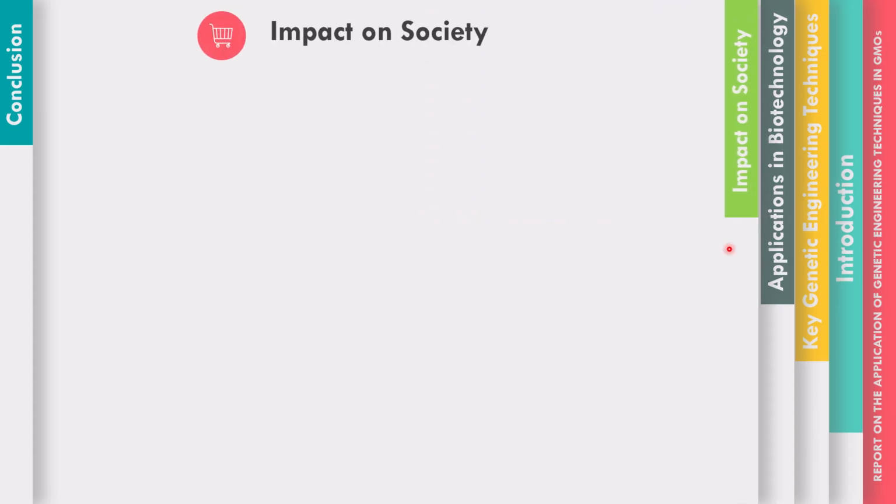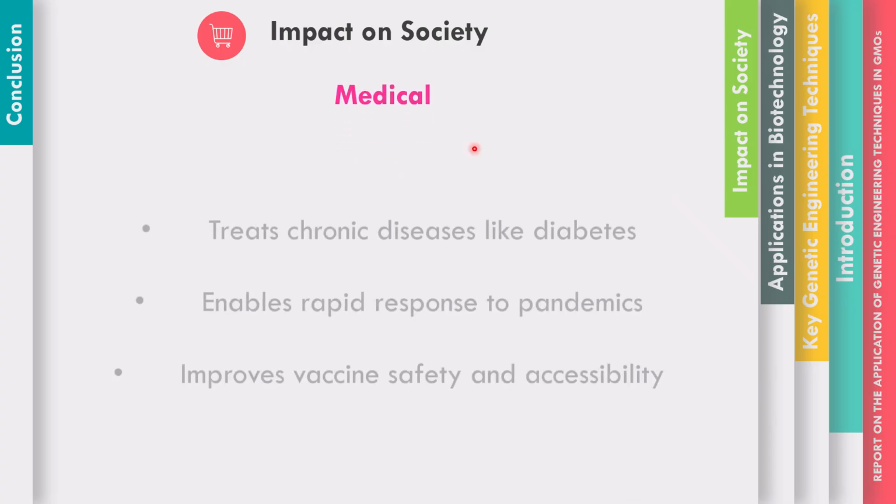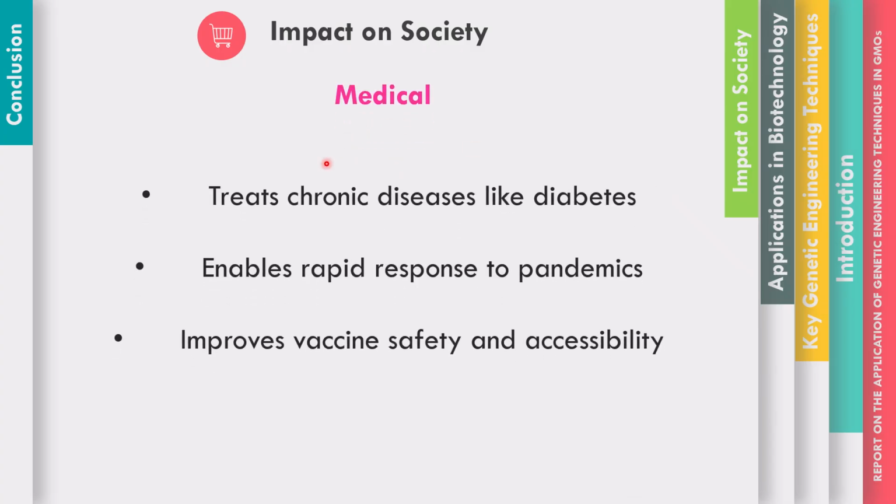Now let us look at the impact on society. Impact of genetic engineering techniques on society. Medical: it treats chronic diseases like diabetes, enables rapid response to pandemics, and improves vaccine safety and accessibility.